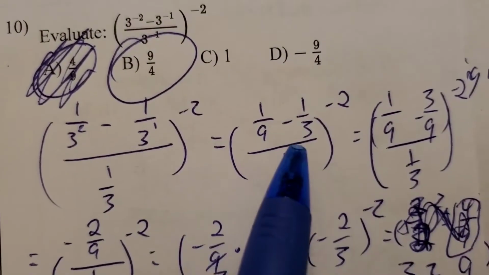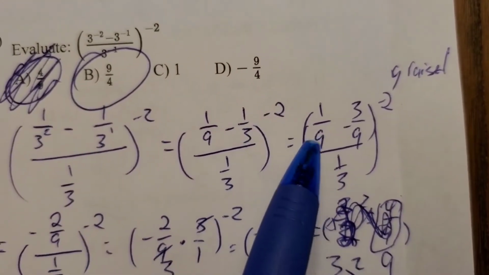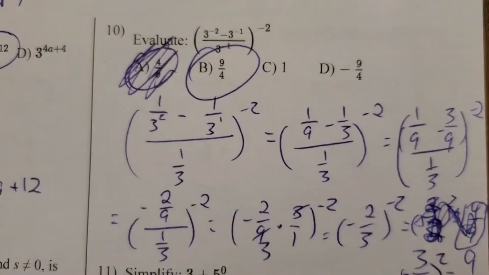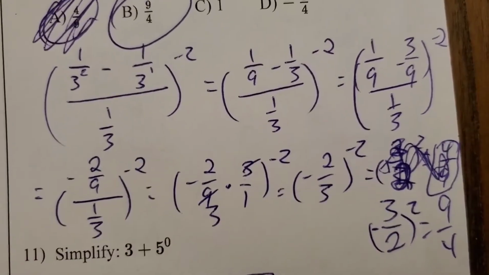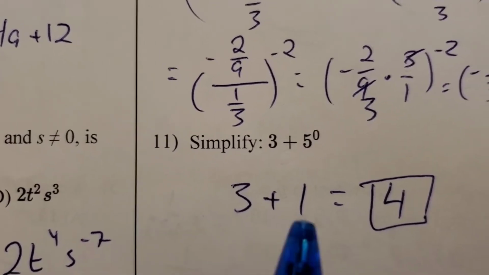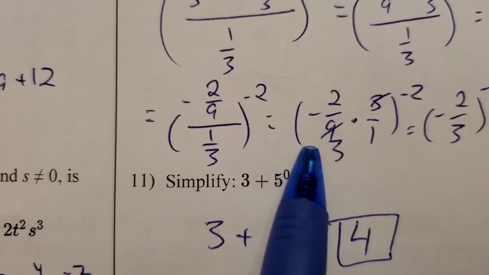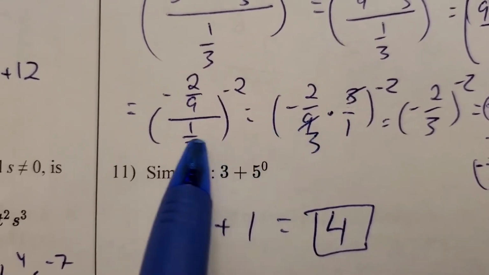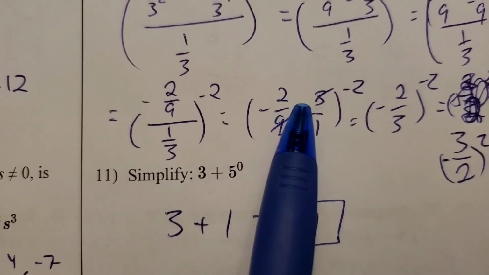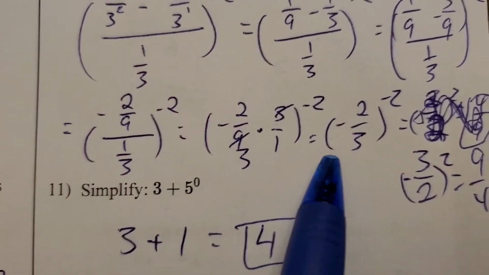So we have 1 over 9 minus 1 over 3, all over 1 over 3, raised to the negative 2nd power. So that's 1/9 minus 3/9, because you have to have common denominators, okay? All over 1/3. So 1/9 minus 3/9 is negative 2/9, all over 1/3. So negative 2/9 divided by 1 over 3 is the same thing as negative 2/9 times 3 over 1, right? We're just skipping a step here that I wrote in the other problem. And then we can cross cancel. 3 goes into itself 1 time. 3 goes into 9 3 times. So it's going to become negative 2 over 3.